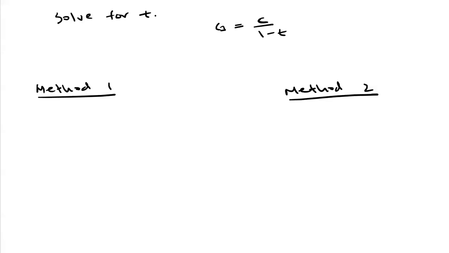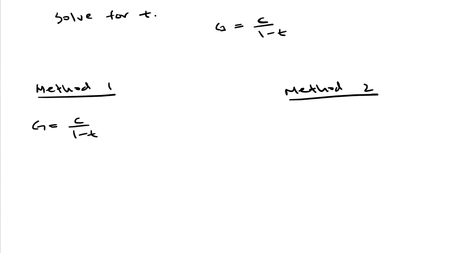So for this problem, we're going to solve for t. We have the problem g is equal to c over 1 minus t. I'm going to show two ways to solve this problem. Okay. The first way is what we've been doing. So this is another, it doesn't seem like it, but it is a rational equation. It's in fraction form. So we have g equals c over 1 minus t.